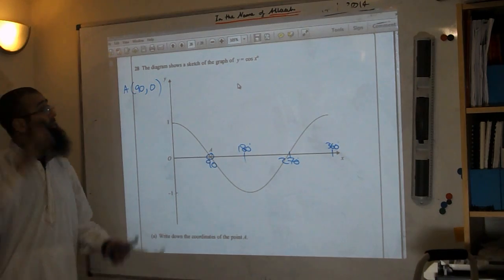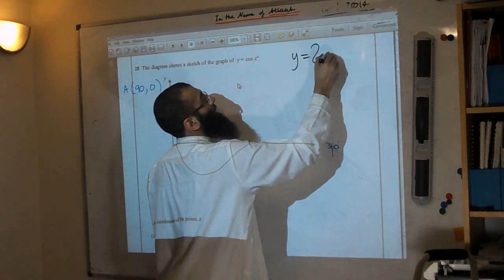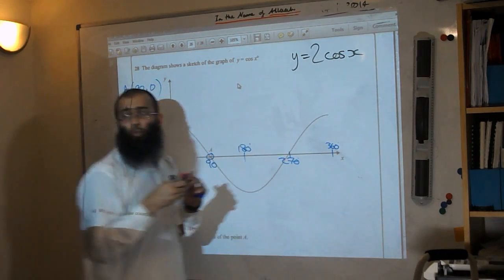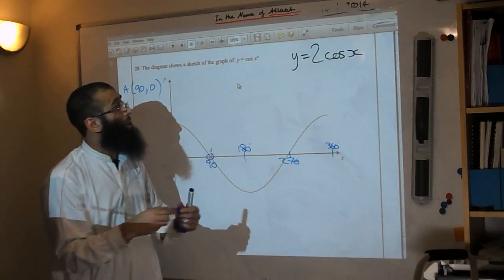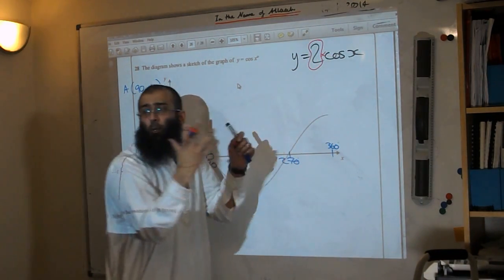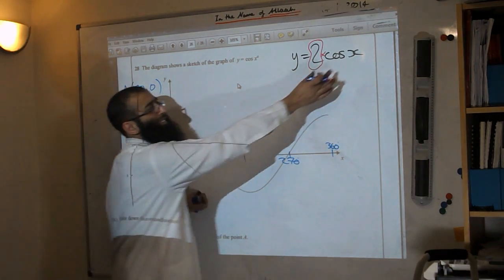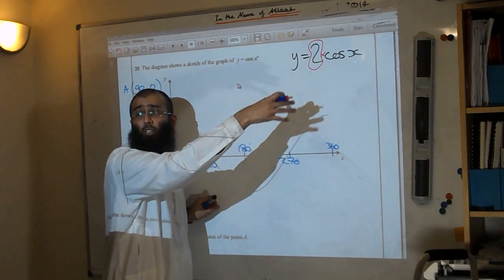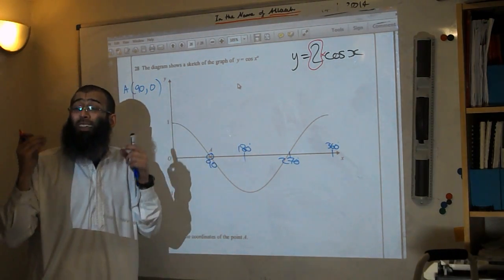On the same diagram, draw a sketch of the graph of y equals 2 cos x. Now folks, what can you see is the difference between y equals cos x and y equals 2 cos x? This 2 here acts as a multiplier. We're doing the same function, but after that we are multiplying by 2, stretching it. So we're multiplying each point by 2.